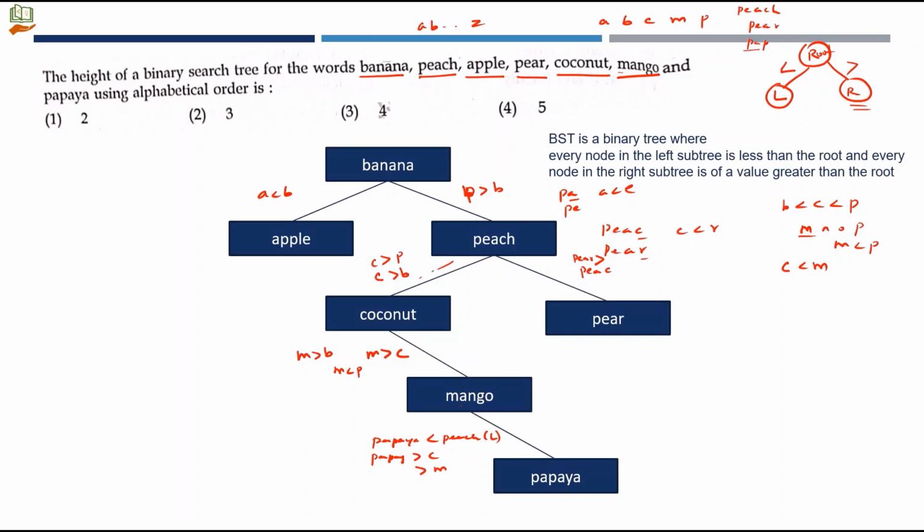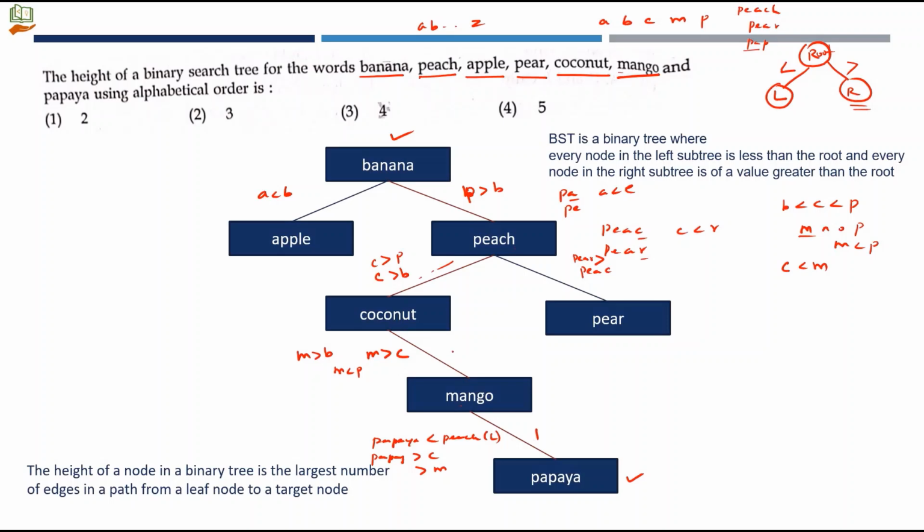Now the question is, what is the height of the tree? The height of a node in a binary tree is the largest number of edges in a path from leaf node to target node. So we have to start from this node and count till this node. Here you can see mango to papaya it is 1, coconut to mango it is 2, coconut to peach it is 3, peach to banana it is 4. So the height of the tree will be option number 3, 4 is the right answer.